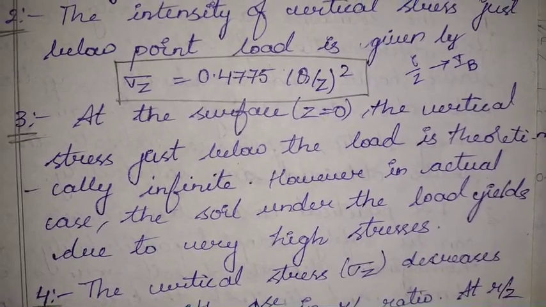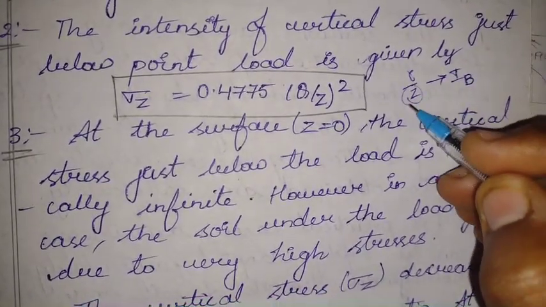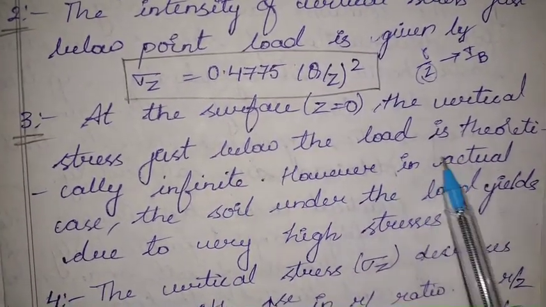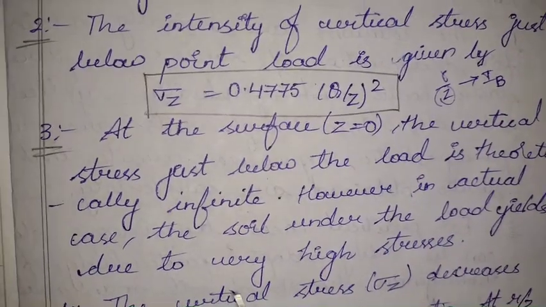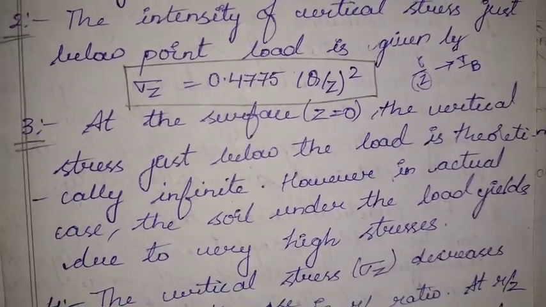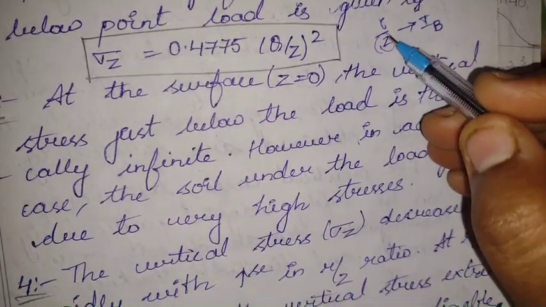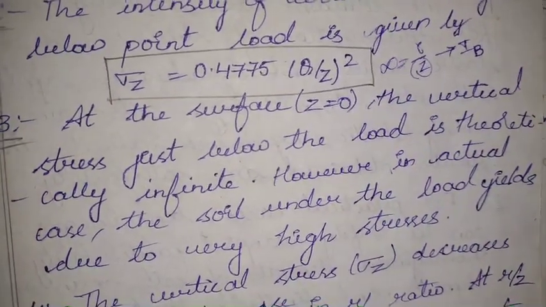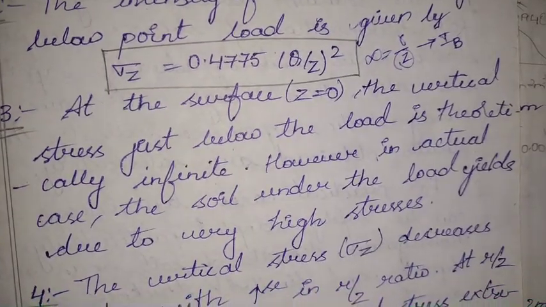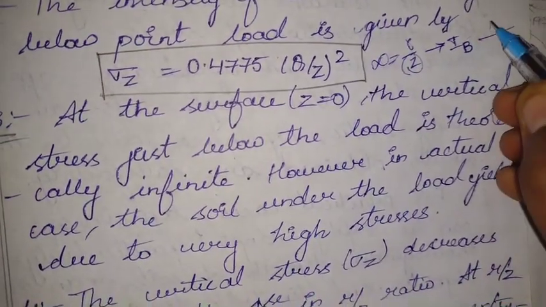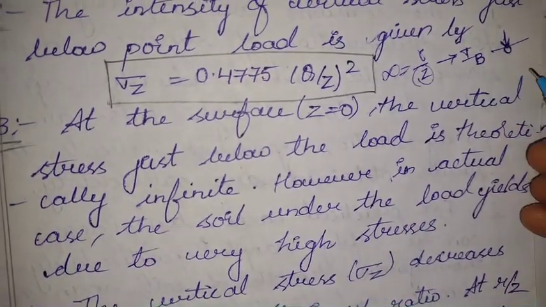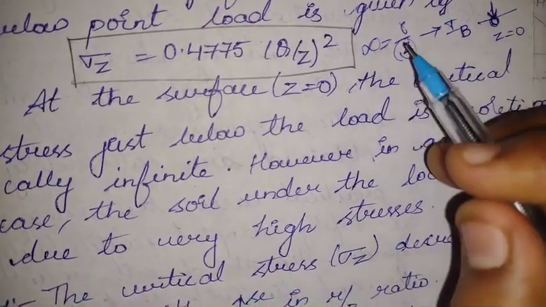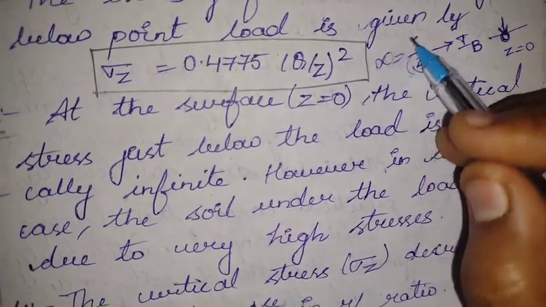At the surface, Z is equal to 0. The vertical stress just below the load is theoretically infinite. However, in the actual case, the soil under the load yields due to very high stresses. In the theoretical part, when we derive and substitute Z equal to 0, the value we get is infinity. But in practical conditions, whenever a load is acting, the stresses will be more at this point. That is, at Z equal to 0, the stresses are maximum in practical conditions, whereas in theoretical conditions, when Z is 0, it is infinity.